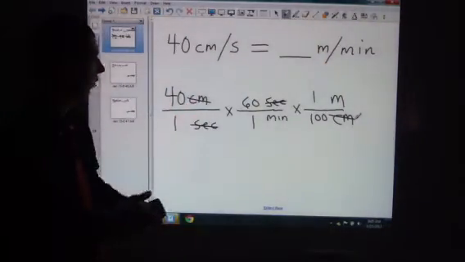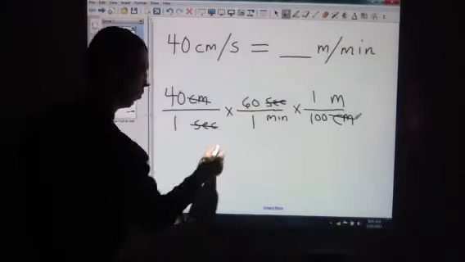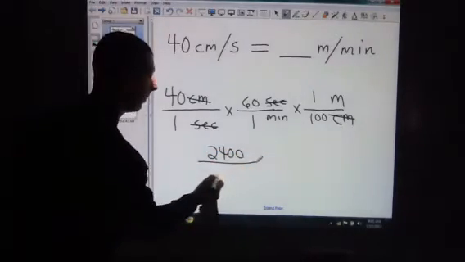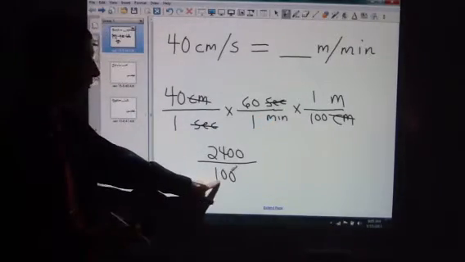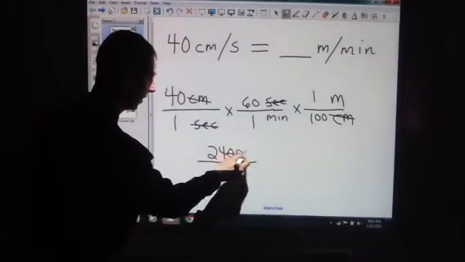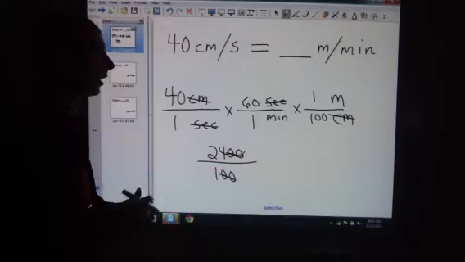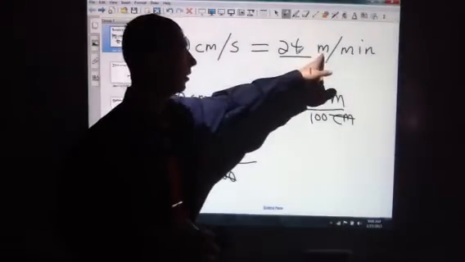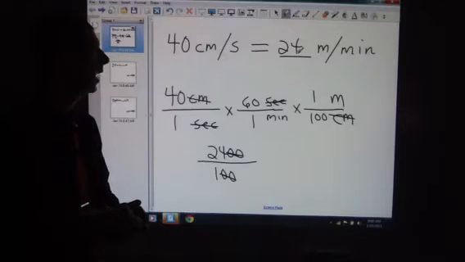So now it's just a matter of crunching the numbers. Okay, so 40 times 60 times 1 is 2,400. Okay, divided by 100, because 1 times 1 times 100 is 100. Okay, I take 2 zeros off here, I could take 2 off here. And you can use a calculator to do this, but I'm going to end up with 24 here. So my answer is going to be 24 meters per minute. Okay, so that's converting centimeters per second to meters per minute.